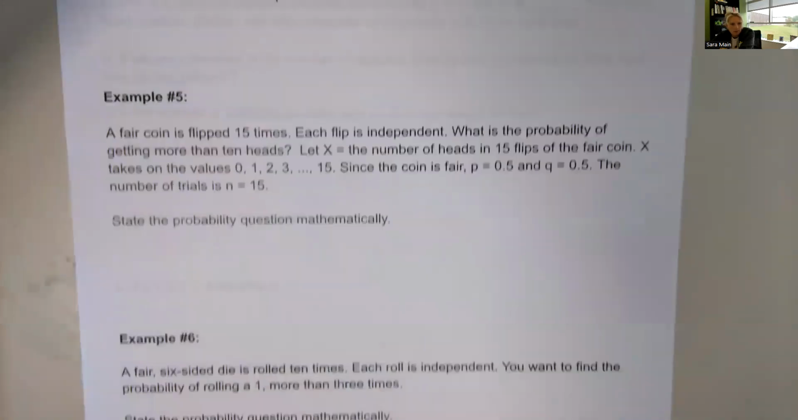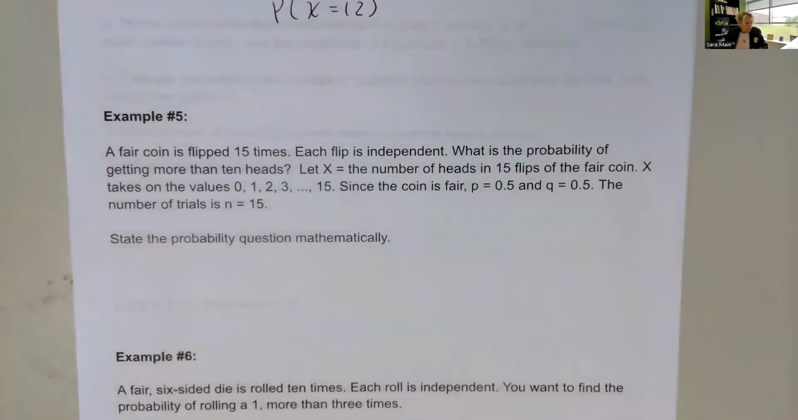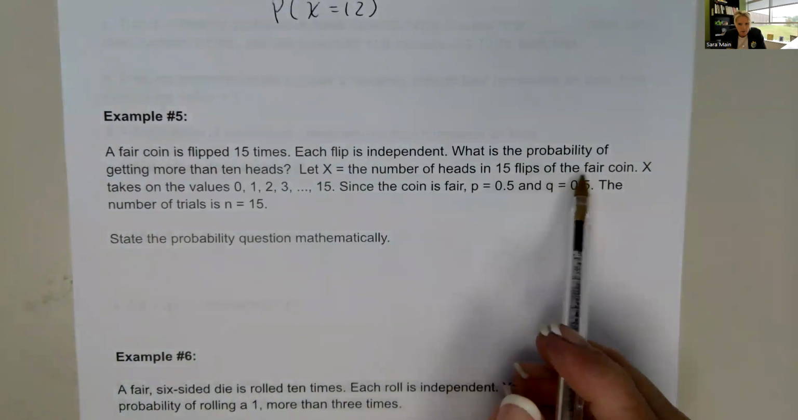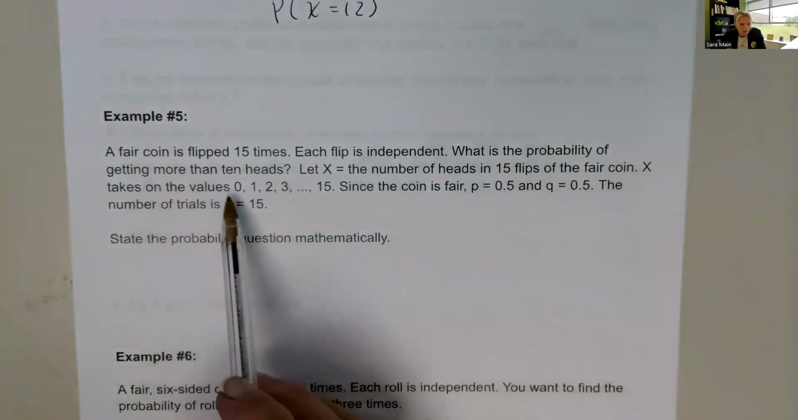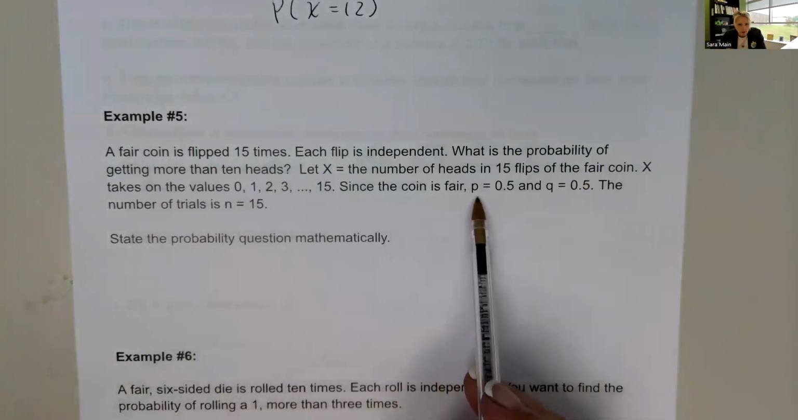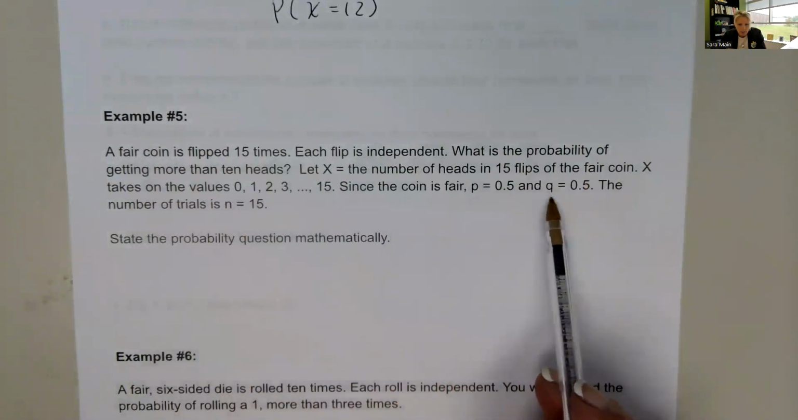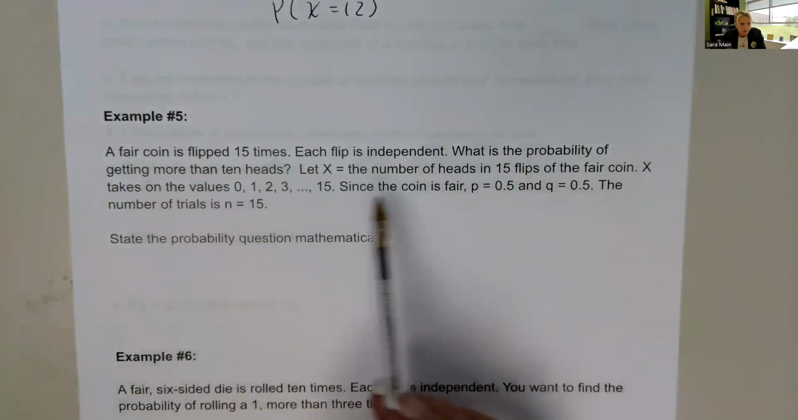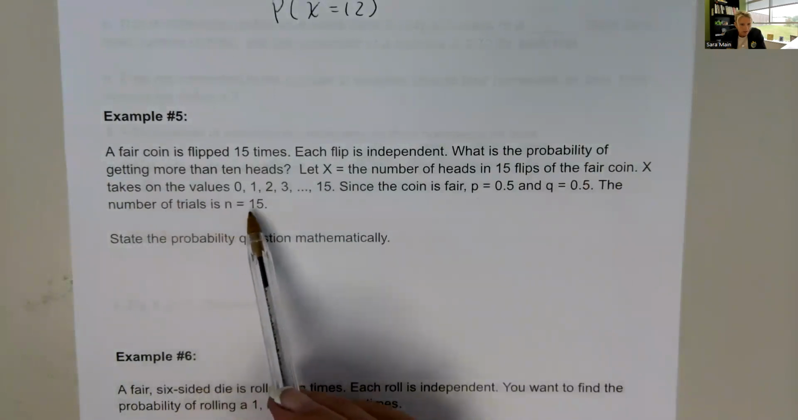Example 5. A fair coin is flipped. Each flip is independent. What is the probability of getting more than 10 heads? Let x equal the number of heads in 15 flips of the fair coin. X takes on the values of 0 through 15. Since the coin is fair, the probability of success is 0.5, and the probability of failure is also 0.5. The number of trials is n equals 15.